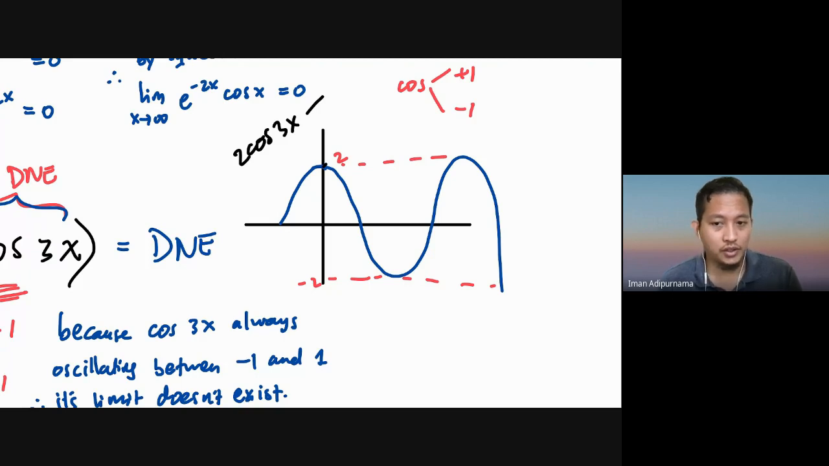So can we say it's reaching a finite number? No, right? Because it's always oscillating. Okay. So because it's always oscillating, we can say that it never has any limit.